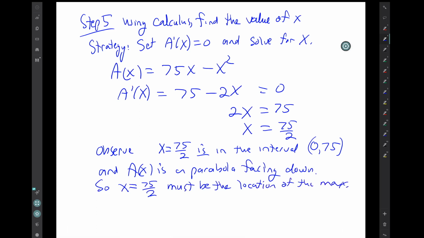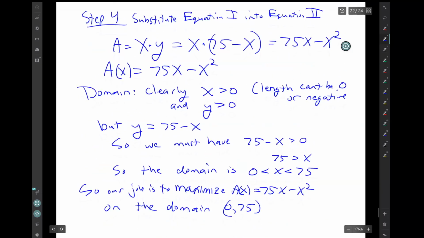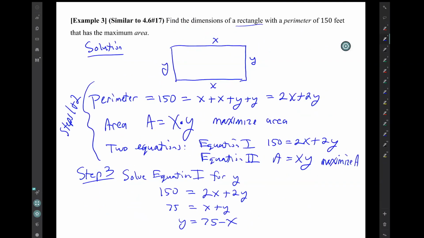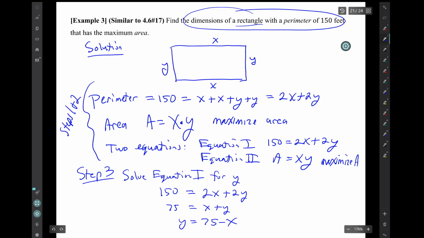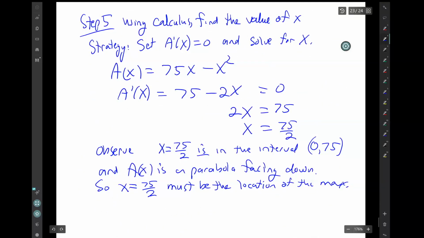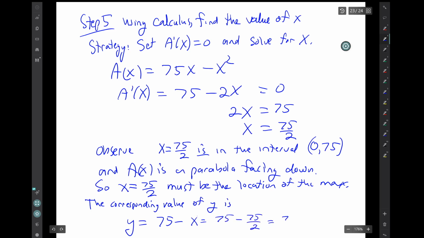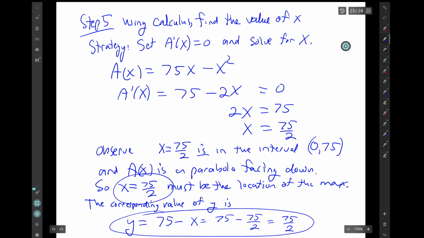Let's go back up and look at what we were supposed to do. Our job was to find the dimensions of the rectangle. Well, we just found the value of x. So now we need the corresponding value of y. So we see that x is equal to 75 halves and y is also equal to 75 halves.